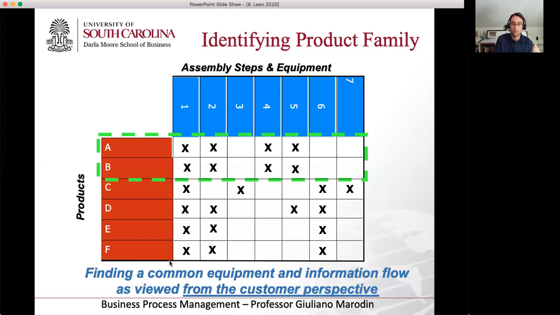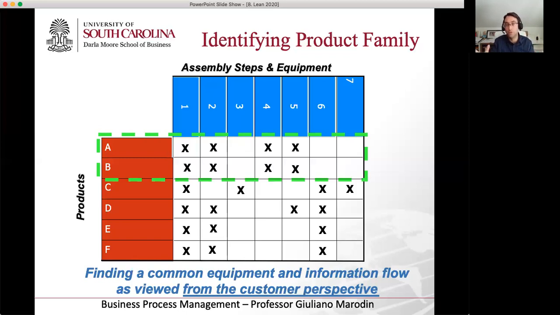So this will be one product family, A and B, okay? This is a product family because they go through the same steps. So if I can arrange one part of my plant to do only steps 1 and 2 and 4 and 5, I can dedicate it to those products. And that's an important thing in a lean system. You always want to dedicate things to do only one thing, because then you can arrange them to do that very, very well. So in a lot of cases it's about reducing the variation and the flexibility of doing a bunch of different things, because you want to do a few things very well. That's the idea.